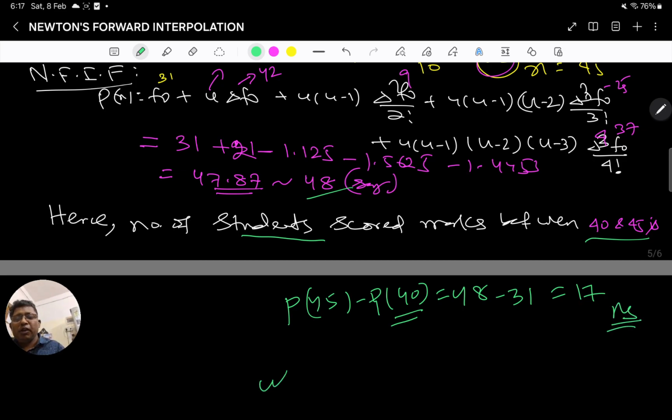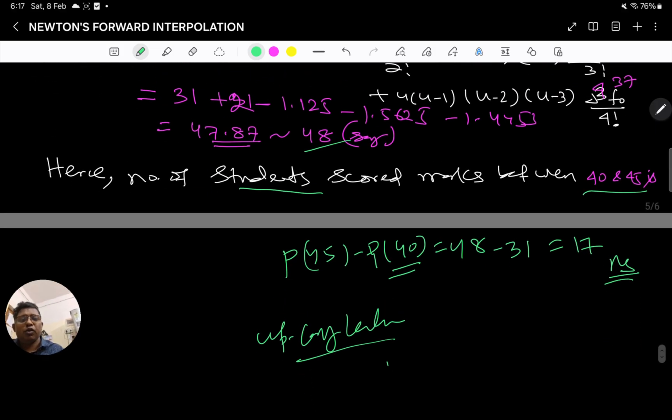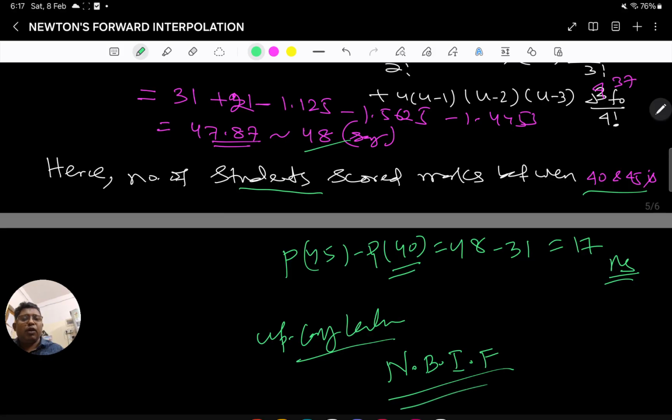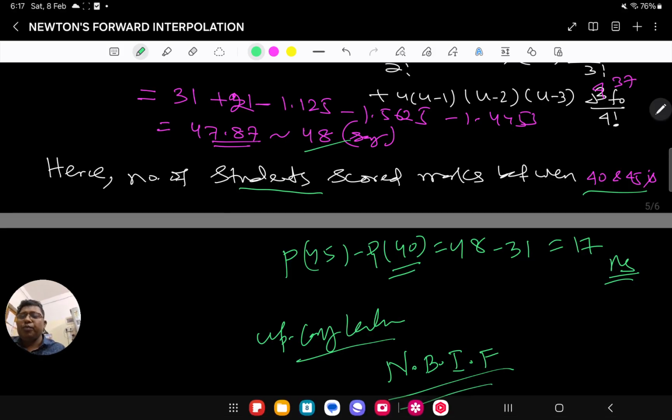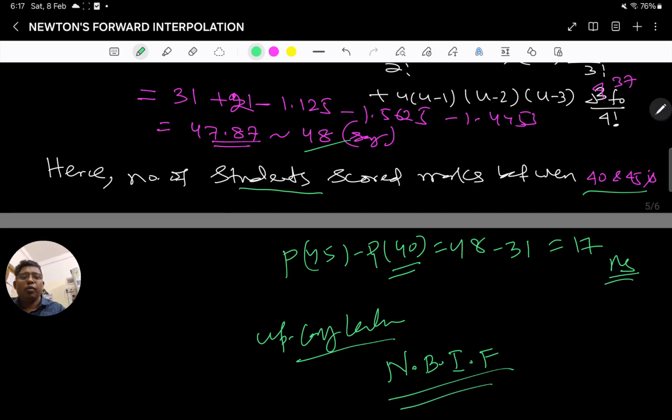So in my upcoming lecture, I shall discuss the Newton forward interpolation and Newton backward interpolation formula. Okay. So now I hope this forward interpolation is clear to all of you.